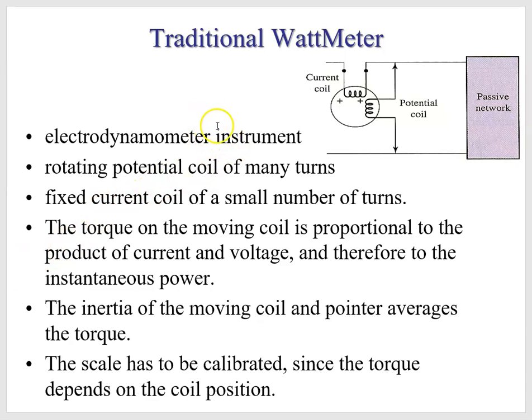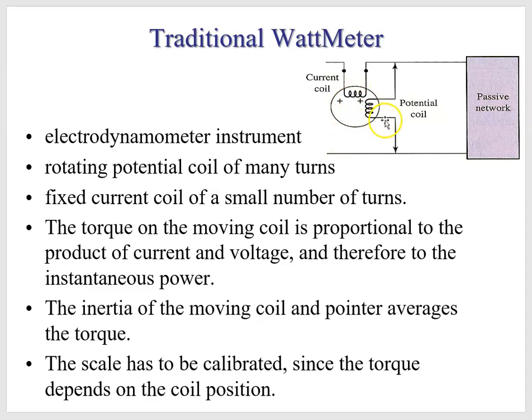Traditionally, it was an electrodynamic device, or an electrodynamometer instrument. What it had was rotating coils, and this rotating potential coil had many turns. It was a heavy, highly resistive coil, so not much current would flow through it. And the current coil was fixed in place, but it would have a very low resistance.